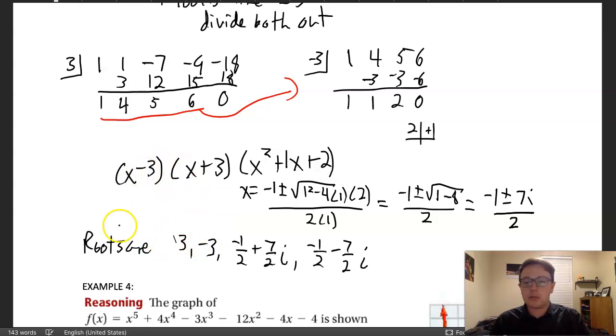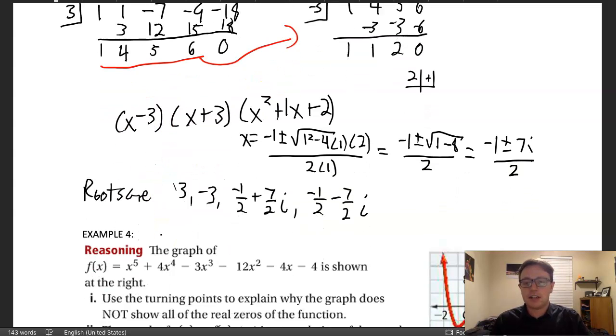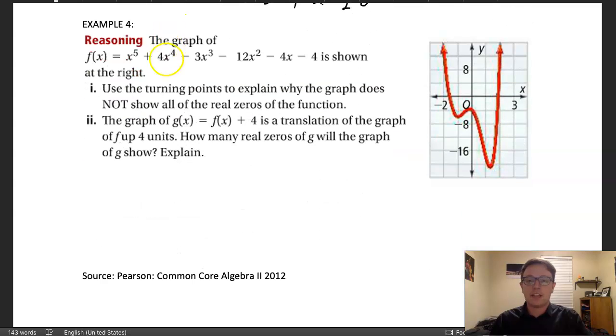Right. We have one last one here. We're going to think through this a little bit. We have the graph of x to the 5th plus 4x to the 4th minus 3x cubed minus 4x squared minus 12x minus 4. Lot to say there. Here's the basic graph. We're going to use turning points to explain why the graph does not show all the real zeros of the function.